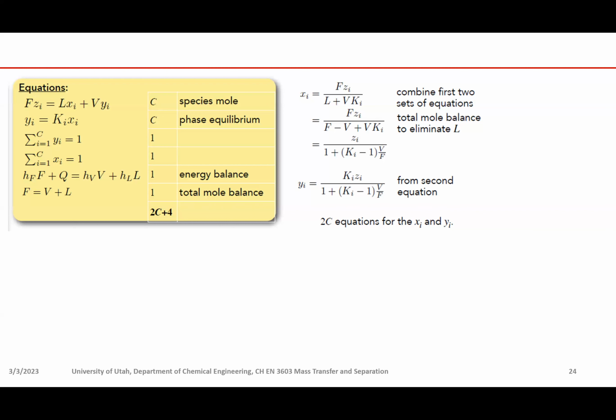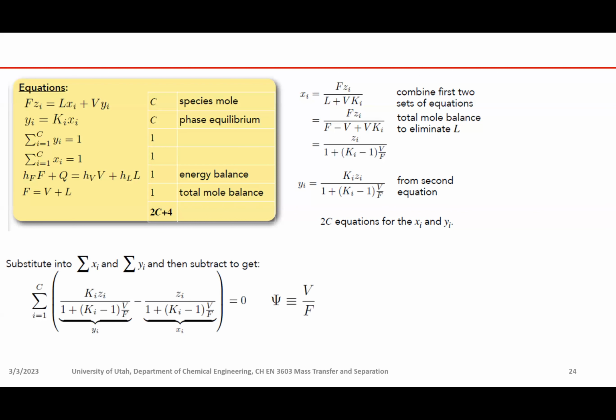Okay. Up to now, we have used this equation, and this equation. We have not used these two equations yet, right? Let's see what we can get if we further use those two equations. Well, to use those two equations, it's simple. Because now we have xi and yi, we just need to sum xi and sum yi over all components, right? And that will give us 1. And if we subtract them, that should be 0, right? That's what we have here. So this is the summation of yi minus summation of xi equals 0.